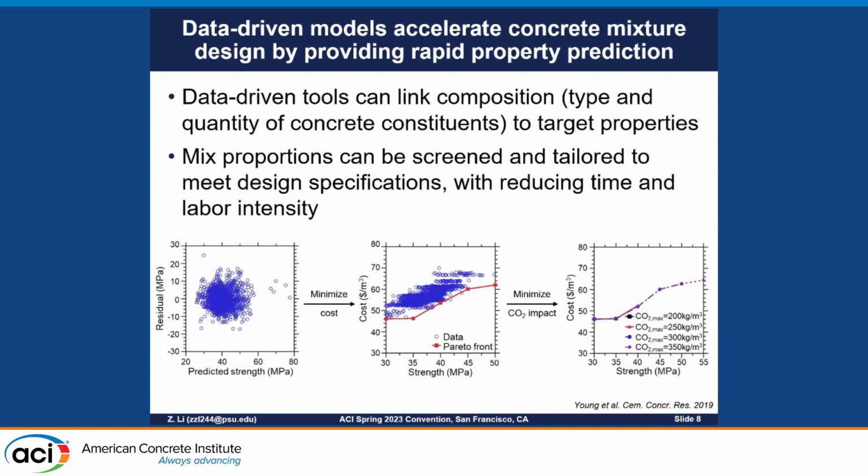So how does concrete science benefit from data-driven models? First of all, data-driven models can accelerate concrete mixture design by providing rapid property prediction. A representative example is compressive strength prediction, where you can link the type and quantity of concrete constituents to compressive strength. And this can be followed by optimization procedures to identify mixtures that have the lowest cost and the lowest environmental impact. So this would enable us to screen concrete mixture proportions that can be tailored to meet design specifications while reducing time and labor intensity for experiments.